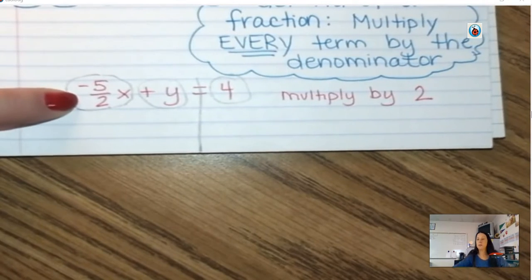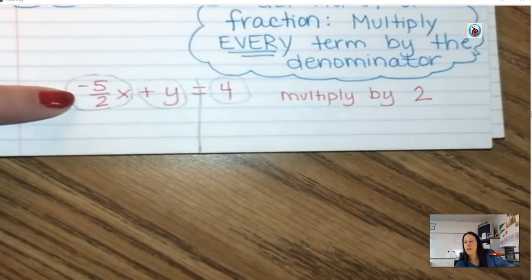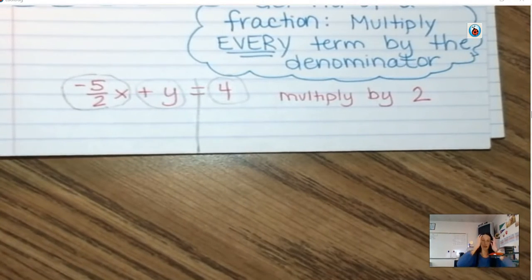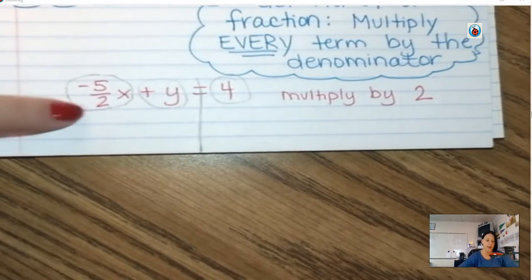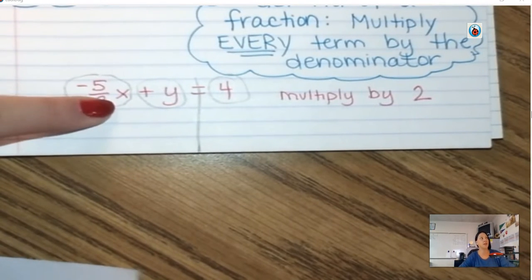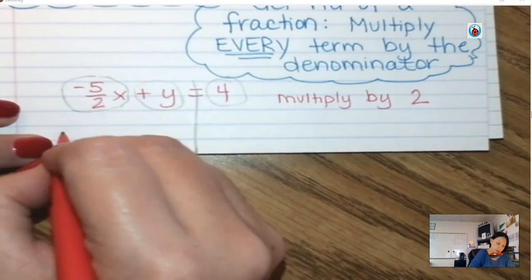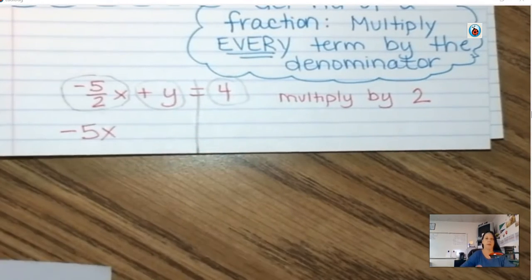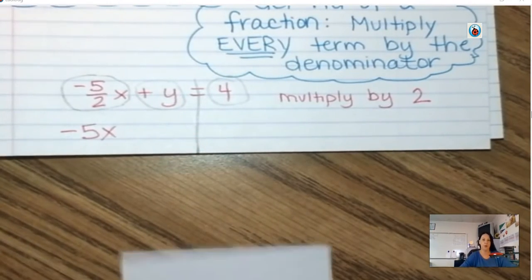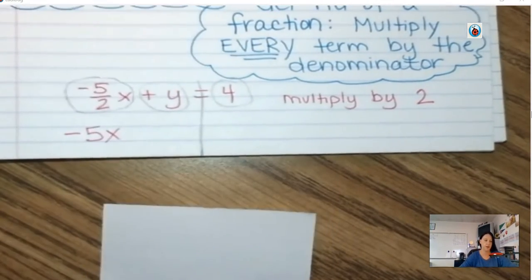Multiplying the denominator by the numerator being the same number is going to cancel it out, but let me show you why. So it's going to end up as, if I multiply this by 2, it just gets rid of the denominator, so I'm going to end up with negative 5x. Okay, let me show you why. Most of you, once you see it, you're like, oh yeah.